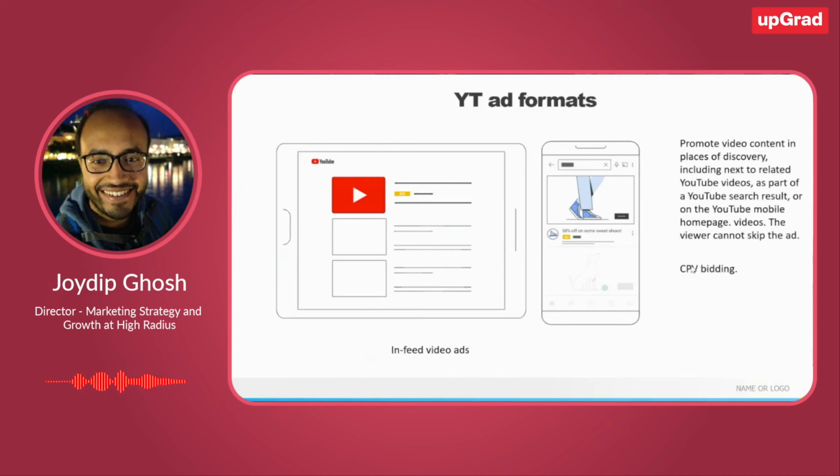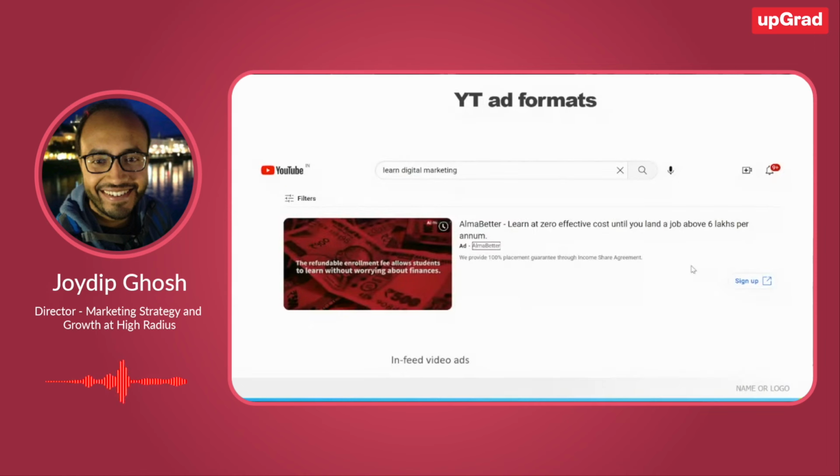So we will move on to the fourth type of ad, which is called an in-feed video ad. What is an in-feed video ad? In-feed video ads are ads where the ad gets shown when somebody is searching for a particular query. And these ads are more popular on mobile, right? So we might not be able to see it on YouTube, but I'll show you an example here. When I searched for learn digital marketing on YouTube, I get to see an ad here on the top. Okay. This is an in-feed video ad.